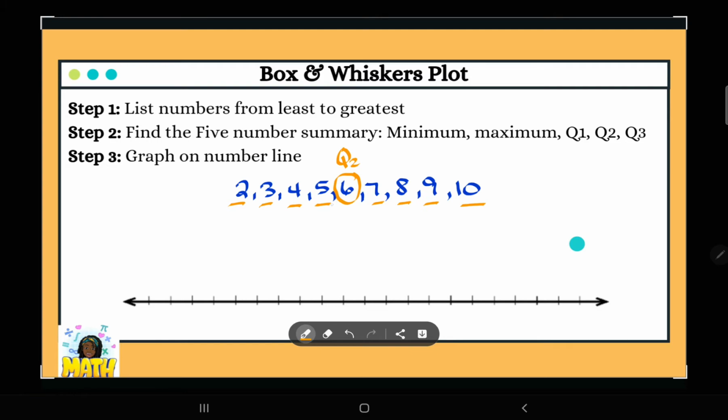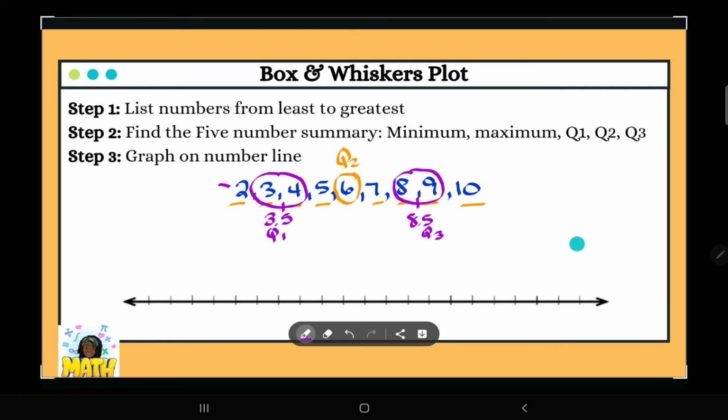Now the lower portion of the data consists of 2, 3, 4, and 5, and the upper set consists of 7, 8, 9, and 10. I've already used my 6, so that will not be a part of either portion. So the median for the lower portion will be the average of 3 and 4, which will be 3.5. And this here is my Q1. And the median for the upper portion will be the average of 8 and 9, which will be 8.5. And this is my Q3.